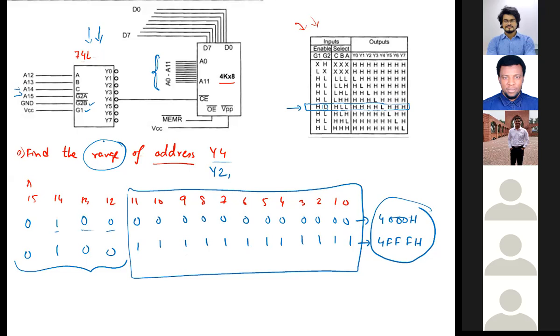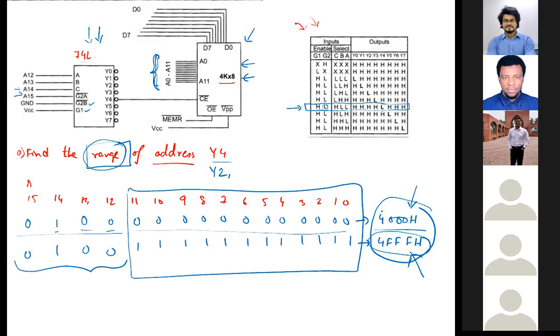So the smallest address or the minimum address that you can have for this particular block is all zeros. And combining this, the address you get is 4000H. So this is the starting address for this memory block. And what is the last address that you can access from this memory block? The last address is this one. That's why the question says find the range of the address. So the range is from 4000H to 4FFFH. In this range, you can select any address from this memory block.